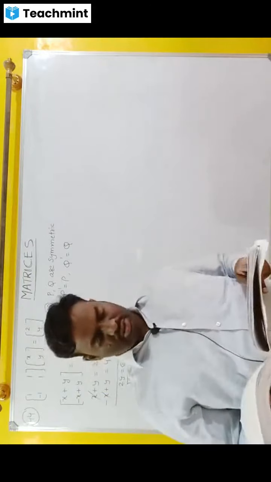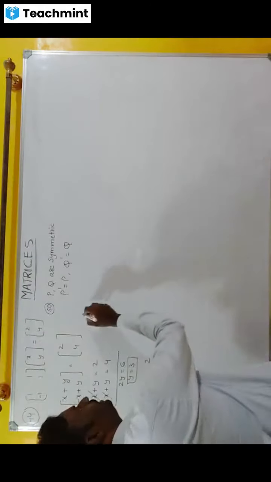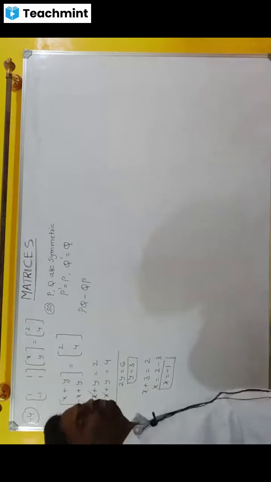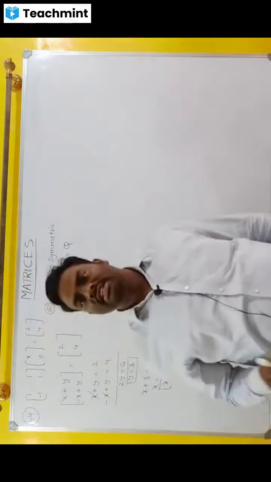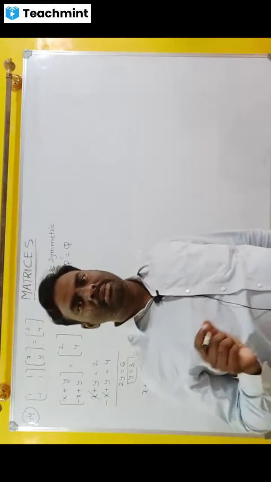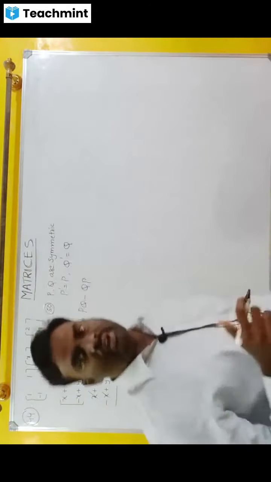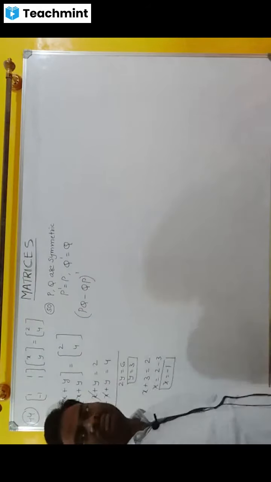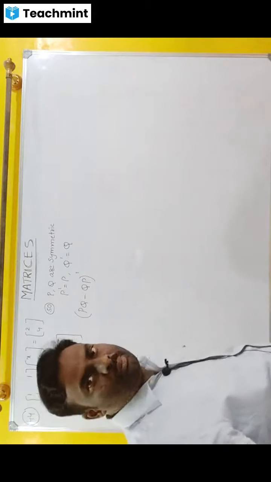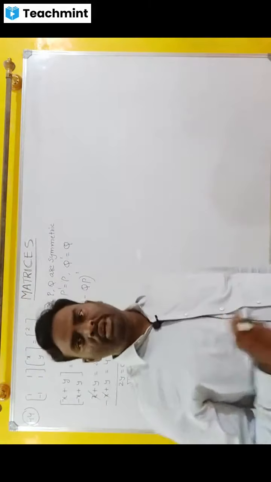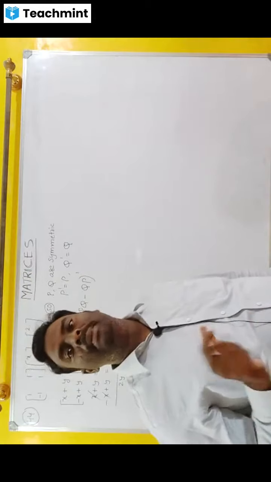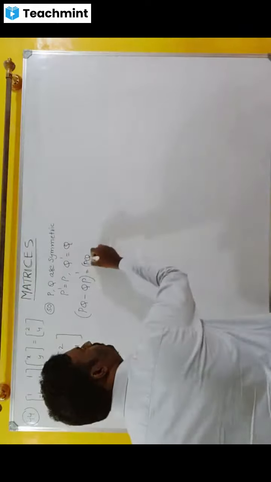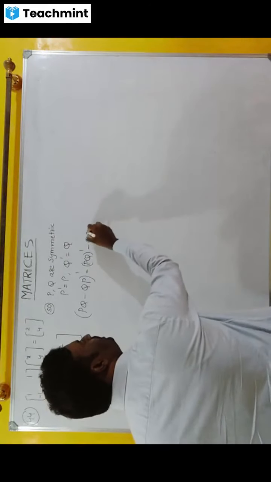Now in this question, what we need to find? PQ minus QP. We need to find whether this PQ minus QP is symmetric or skew symmetric. How to find? I am finding PQ minus QP whole dash. We know one property in transpose: A minus B whole dash is equal to A dash minus B dash. I am applying the principle. That equals PQ whole dash minus QP whole dash.